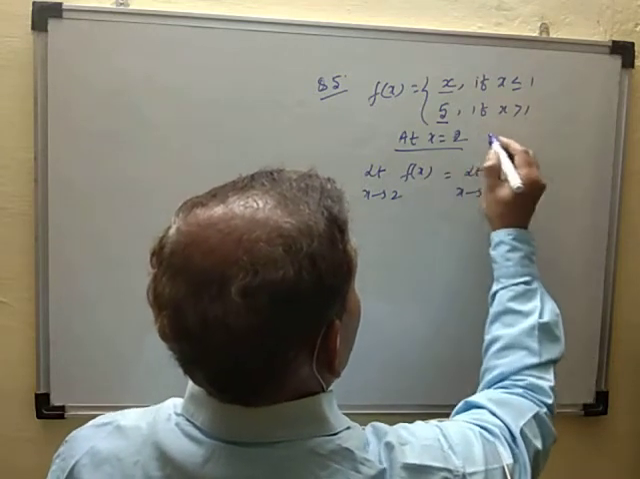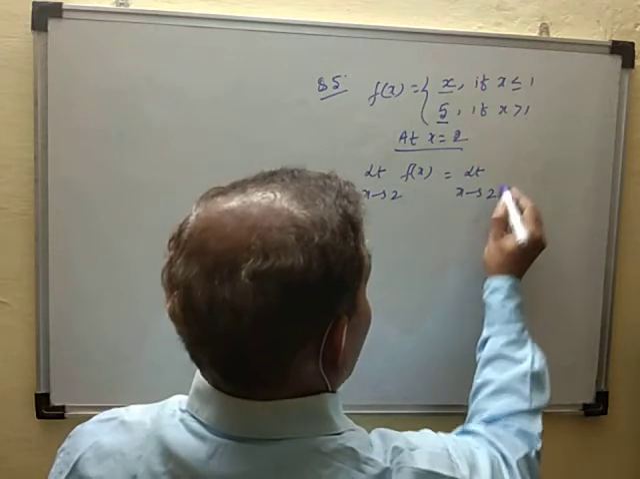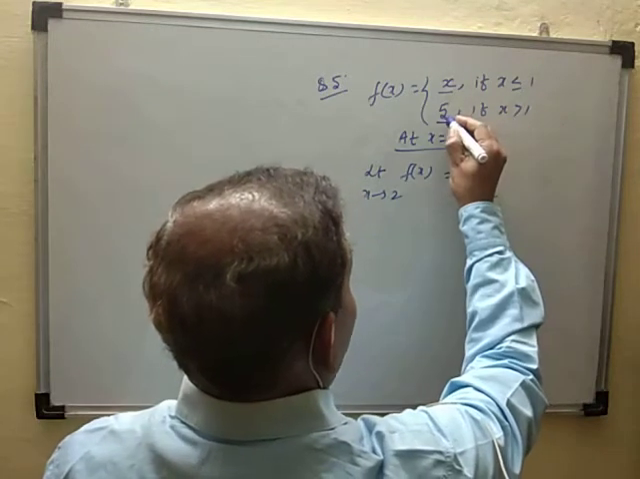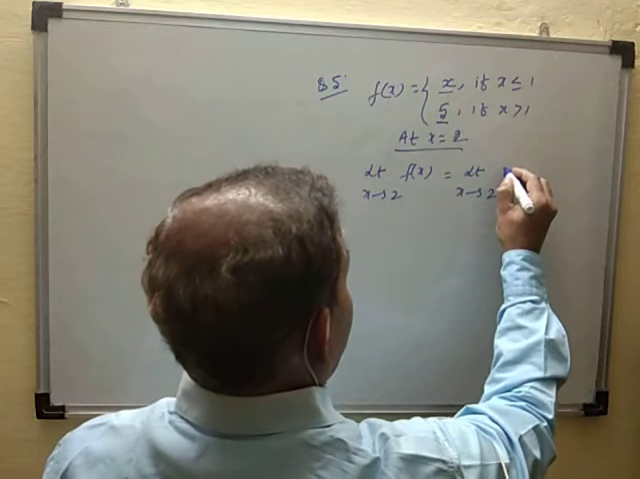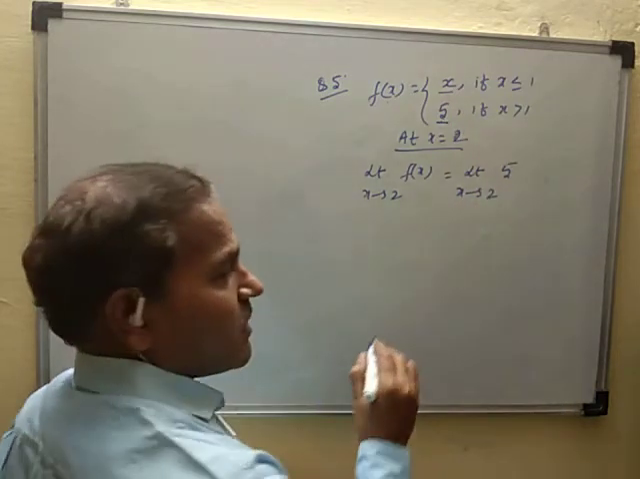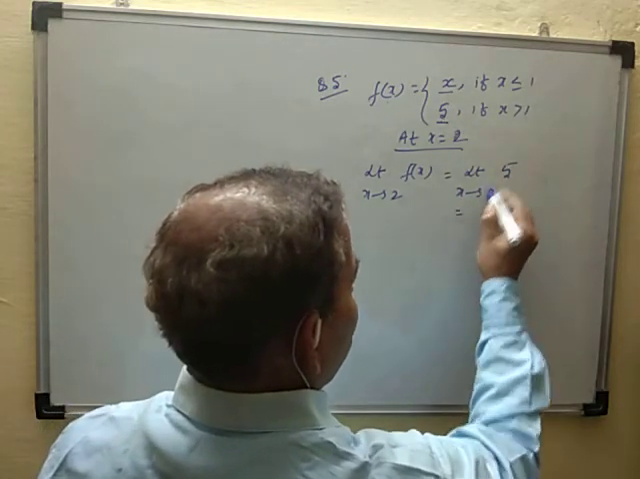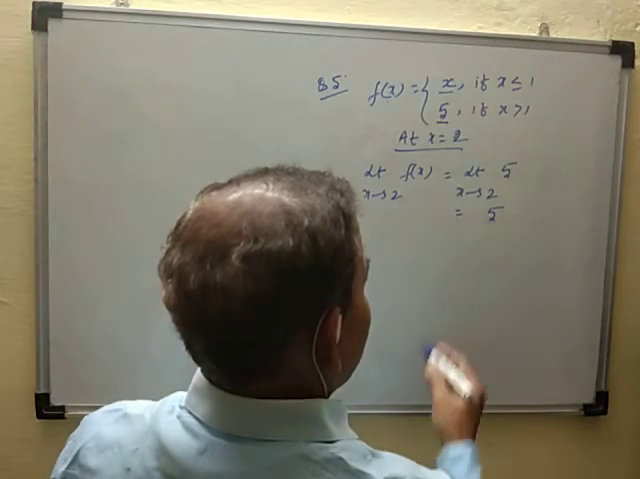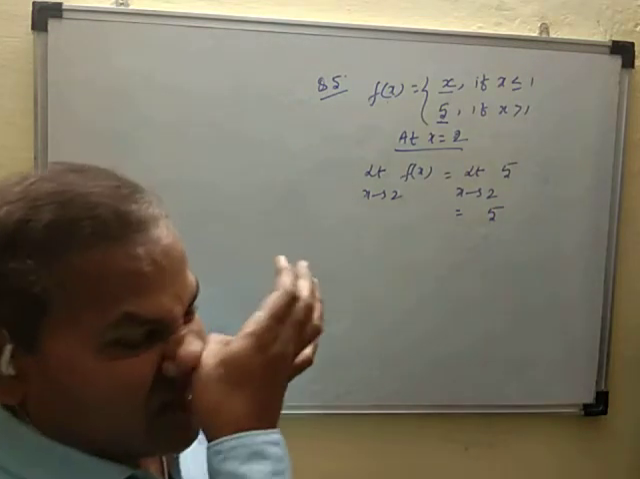What is f of x? f of x as x tends to 2, that is x greater than 1. When x is greater than 1, the function value is 5. So this is equal to 5. Now put x is equal to 2, know your value of x. So this limit value is 5.